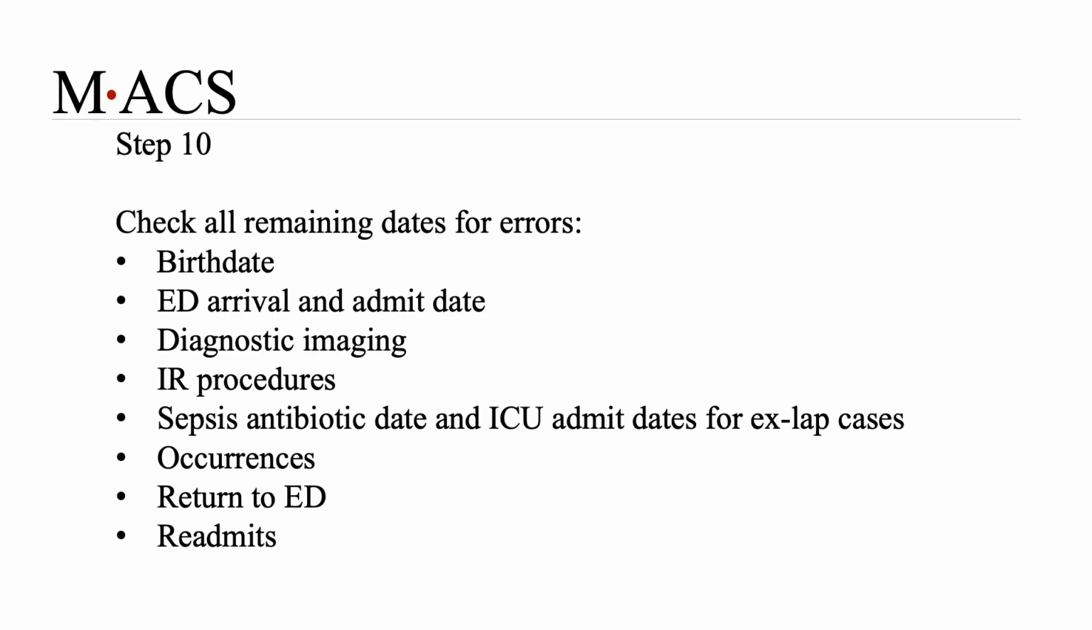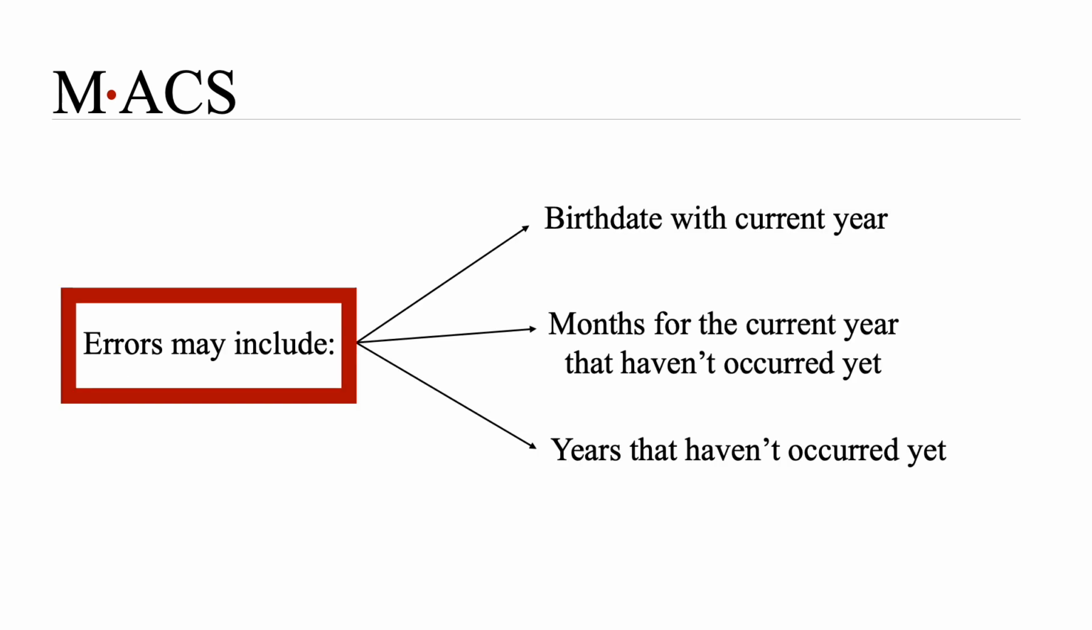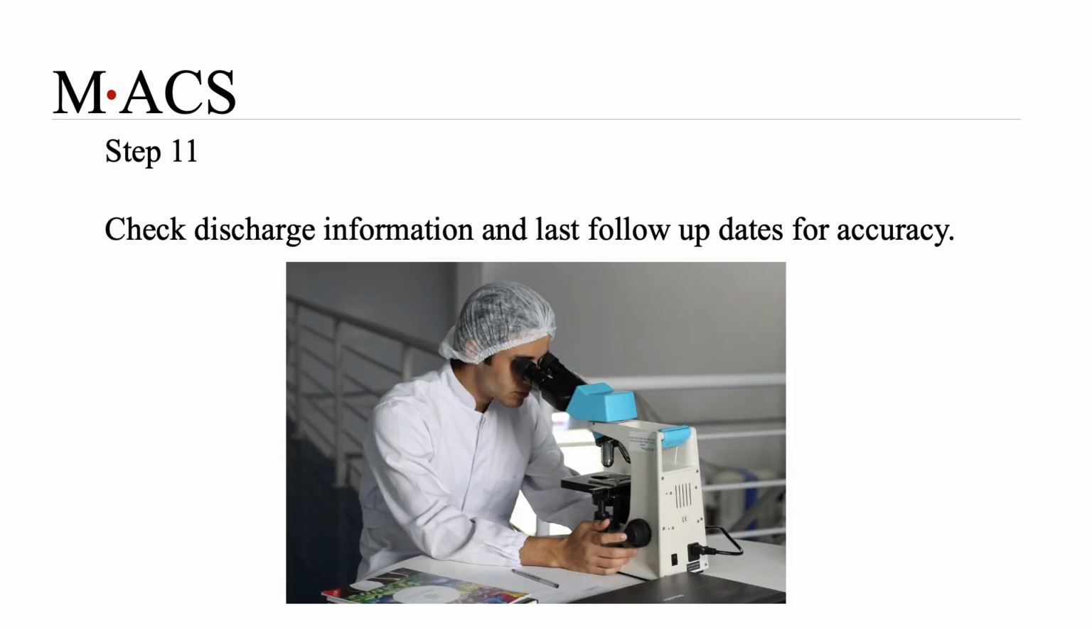Step number 10, check all remaining dates for errors. Birth date, ED arrival and admit date, diagnostic imaging, IR procedures, sepsis antibiotic date, and ICU admit dates for the XLAB cases, occurrences, return to ED, and readmits. Errors may include birth date with the current year, months for the current year that haven't occurred yet, and years that haven't occurred yet. Step number 11, check discharge information and last follow-up dates for accuracy.